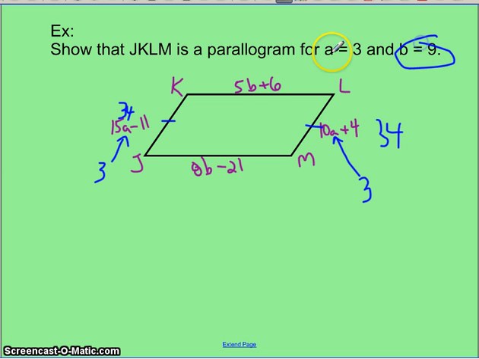Now it says that b equals 9. So right there we're going to let that equal 9. Right here we're going to let that equal 9. So we got 45 plus 6. 45 plus 6 would be 51. And then we've got 72 minus 21. I believe that's going to be 51 also. So if this side and this side are congruent, we'll put a couple markings right there. Bada boom, bada bang, we got a parallelogram.